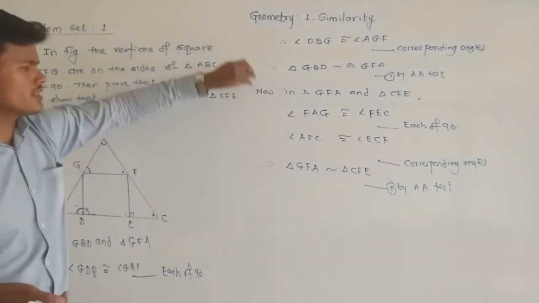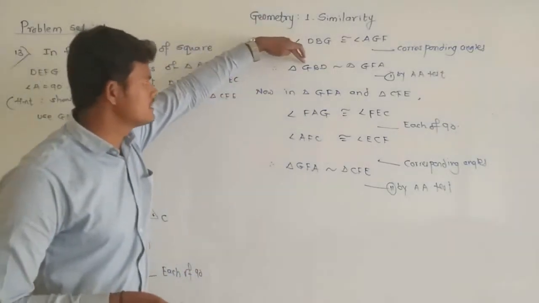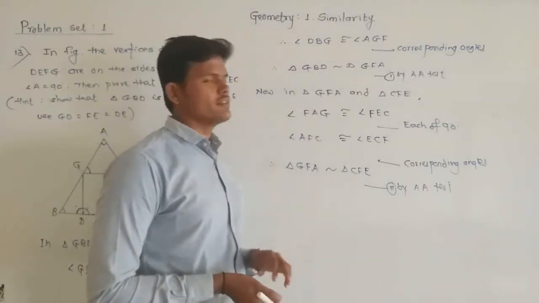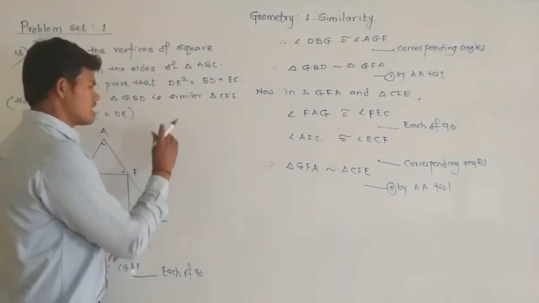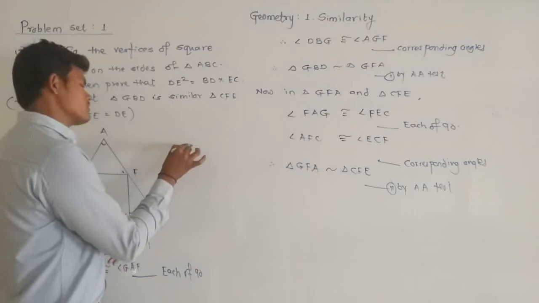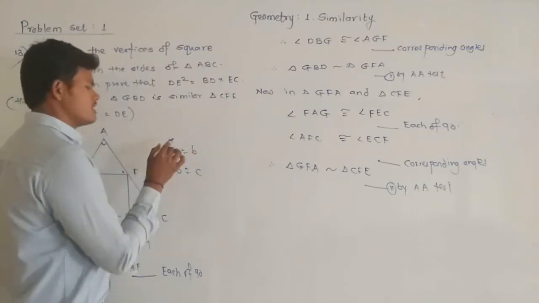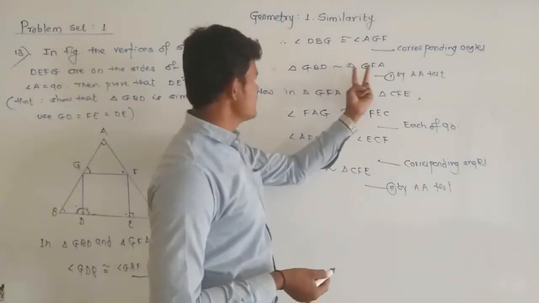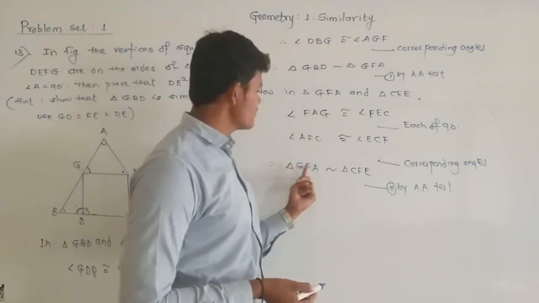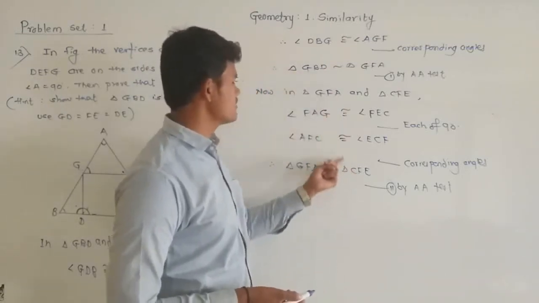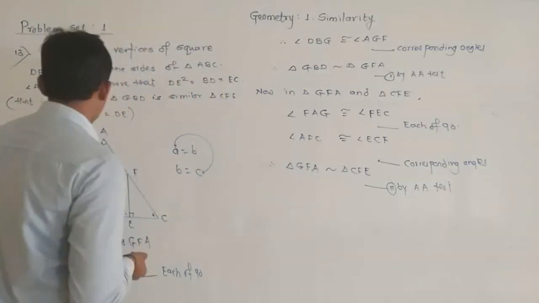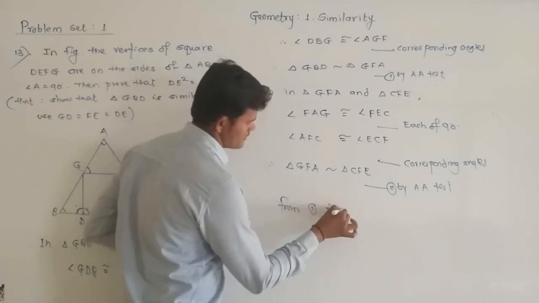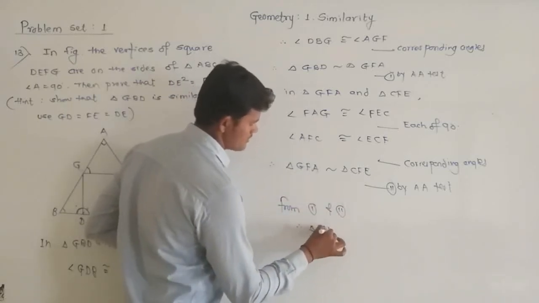So from equation first and from equation second we get triangle GBD similar to triangle GFA and triangle GFA similar to triangle CFE. So by using transitivity property, what does the transitivity property say? If A is equal to B and B is equal to C, then A is also equal to C. Here also triangle GBD similar to triangle GFA, triangle GFA similar to triangle CFE. That means triangle GBD similar to triangle CFE.